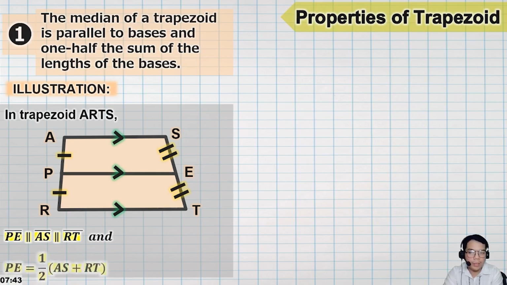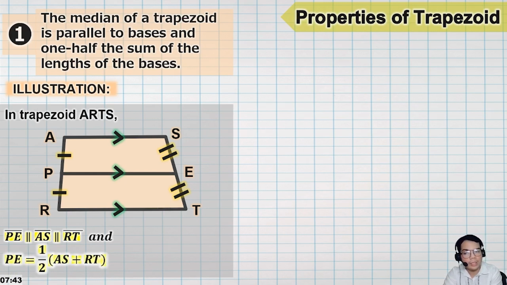Aside from that, this property says that the measure of the median is equivalent to half the sum of the bases. So, our first base AS plus the other base RT, when you add them and take the half of it, it will be equal to the measurement of the median. So, to make it easier to understand, let's make it a formula.